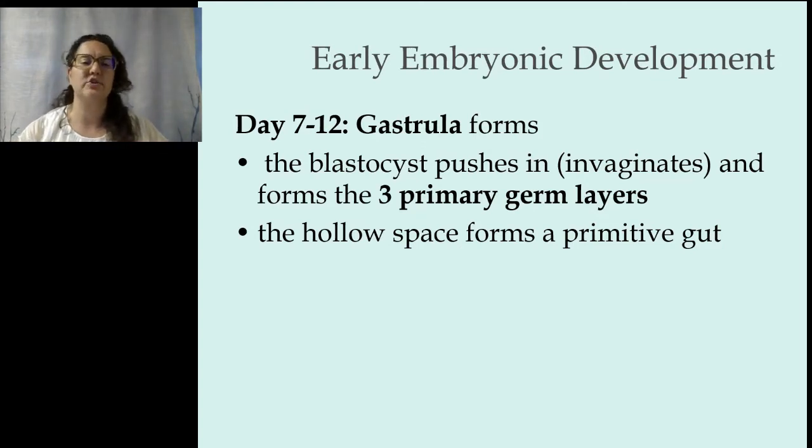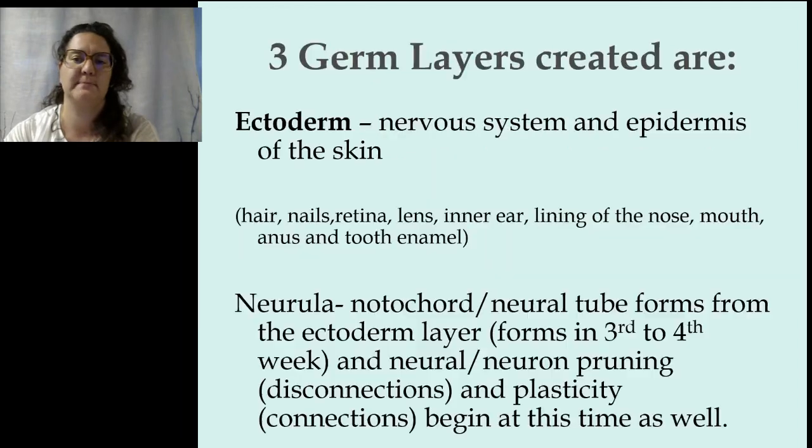So between days 7 and 12, which is typically before people even know that they are pregnant, a gastrula forms. The blastocyst is going to push in and form 3 primary germ layers. And then that hollow space inside is going to form the primitive gut, because our gut is a tube from our mouth to our anus. Those 3 germ layers are the ectoderm, which forms the nervous system, as well as the epidermis of the skin and everything that comes from our skin.